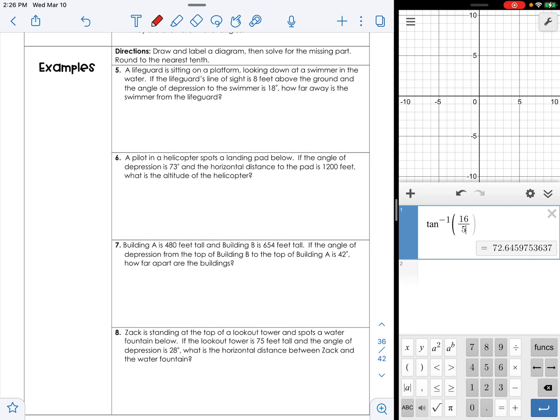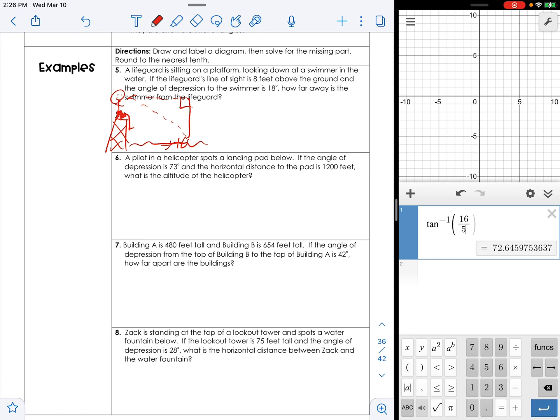Draw and label a diagram, then solve for the missing part, rounding to the nearest tenth. A lifeguard is sitting on a platform. Well, we just had that. So here's a platform. Wearing shorts, right? Lifeguard. Yay, saving lives. Looking down at a swimmer in the water. So here's my swimmer in the water, and he's looking down at him. So boom, there's my 90.